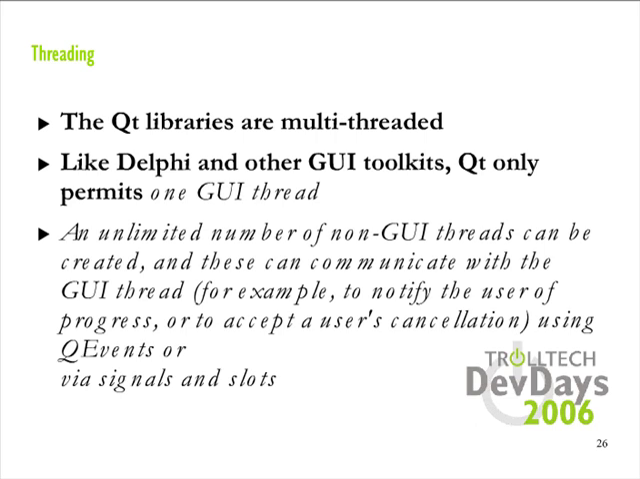But certainly the GUI toolkits I've used, you're only allowed one GUI thread, but you can have as many non-GUI threads as you like. And Qt offers two mechanisms for communication between the non-GUI threads and the GUI thread. One is the signals and slots mechanism, which is obviously the easiest and smoothest to use. But you can also use QEvents.